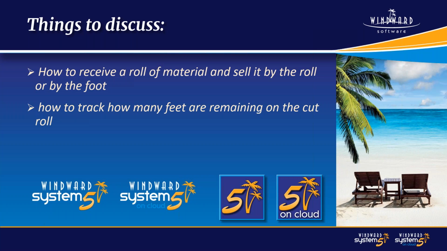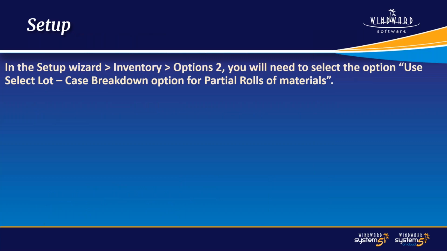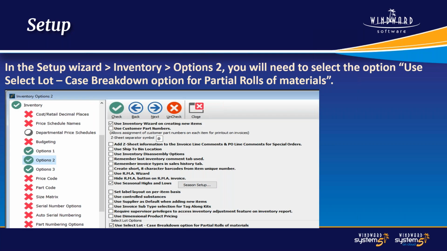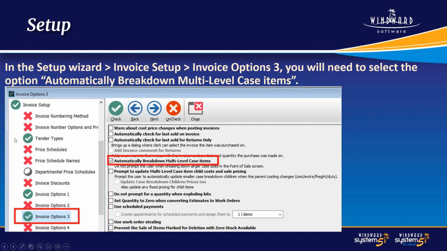So for the setup for this, in the setup wizard, inventory options 2, you will need to select the option use select lot case breakdown option for partial rolls of material. So you need to select that option. And then the next is in the setup wizard, invoice setup, invoice options 3. We also need to select automatically breakdown multi-level case items.